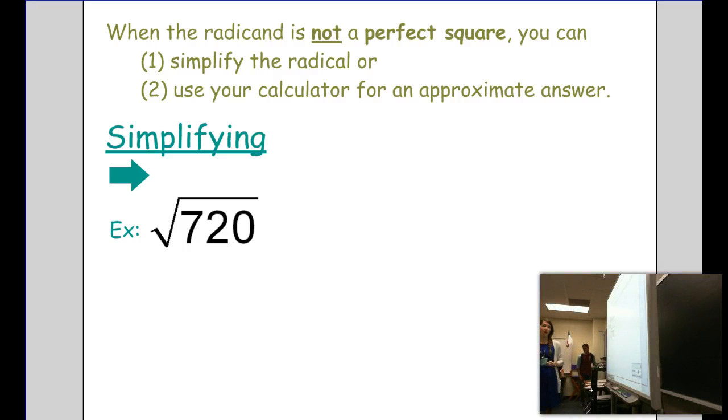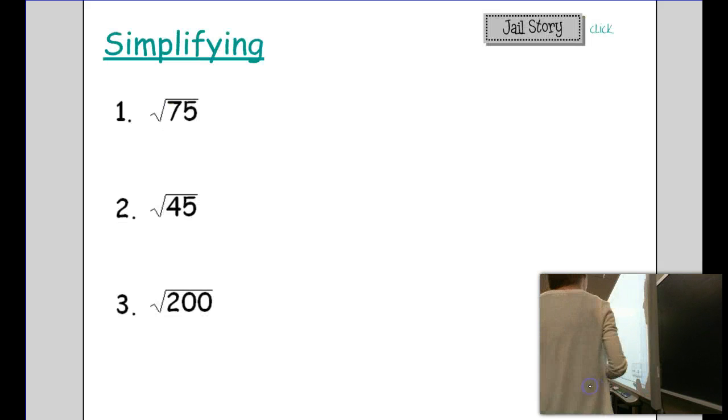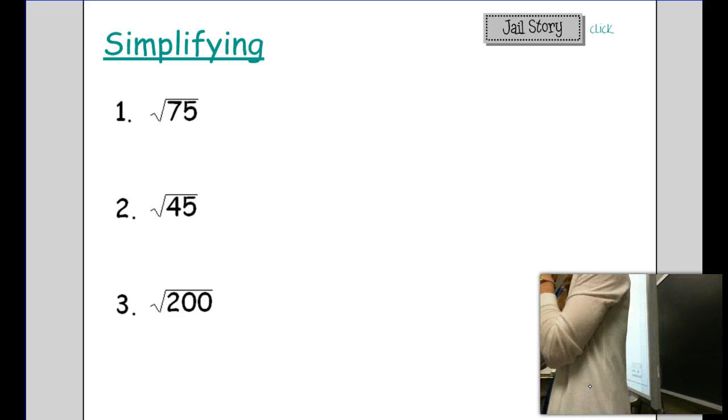Has anyone ever done a factor tree before, where you take a number and dissect it into its products? If you don't like them, I think they're so fun. I think they go on forever and ever. Okay, well, I actually have a story that goes with mine, so that maybe it'll help you remember how to do it. So this is my jail story.